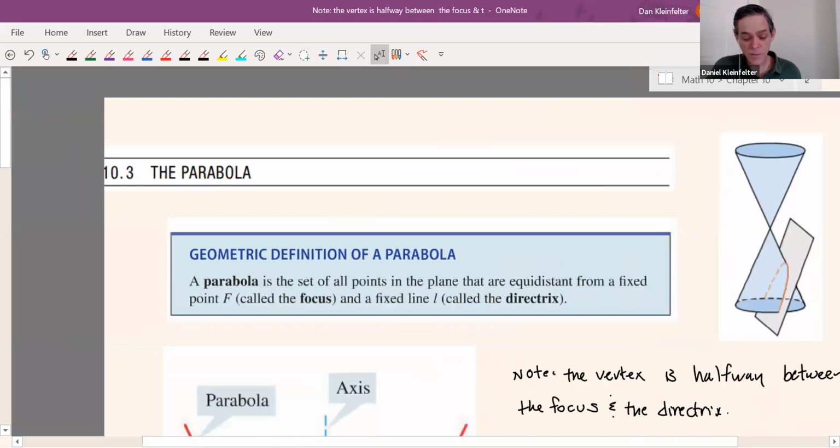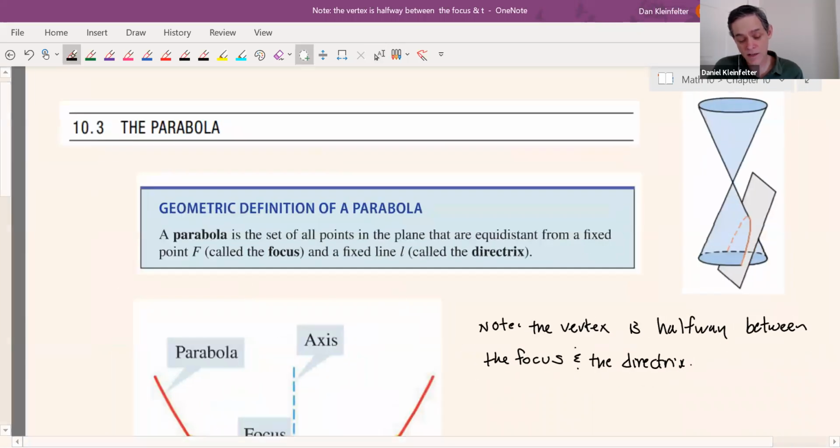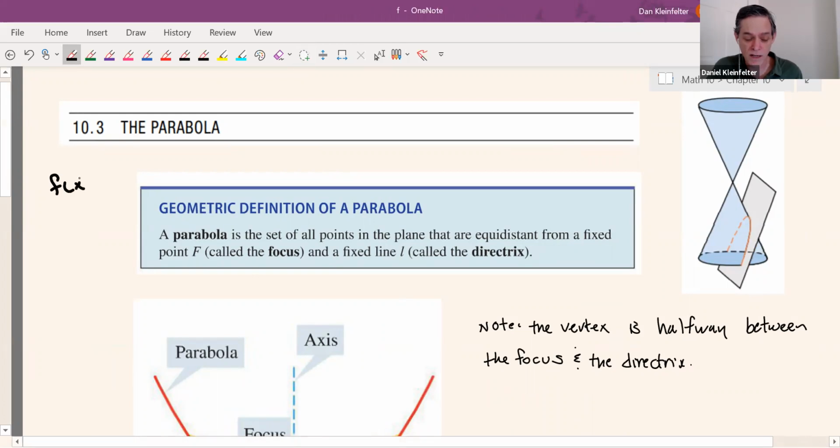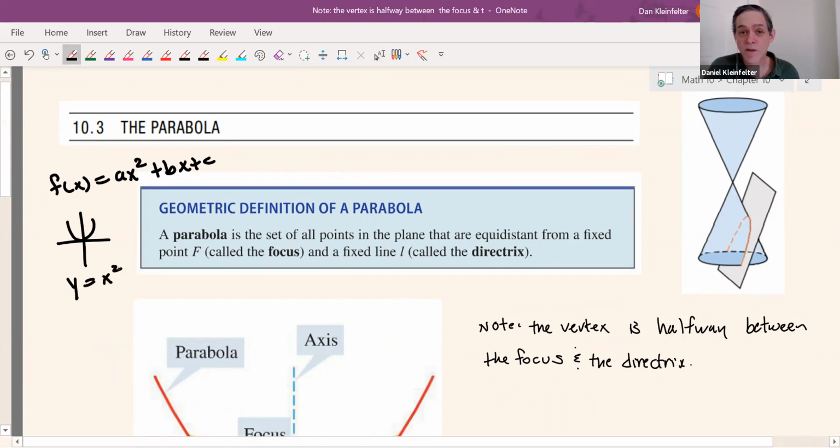We have graphed parabolas as quadratic functions before. In your algebra life, you've graphed things that look like f of x equals ax squared plus bx plus c, the most basic of which is y equals x squared, a parabola with vertex at the origin. In this section, we're looking at more of those, okay?